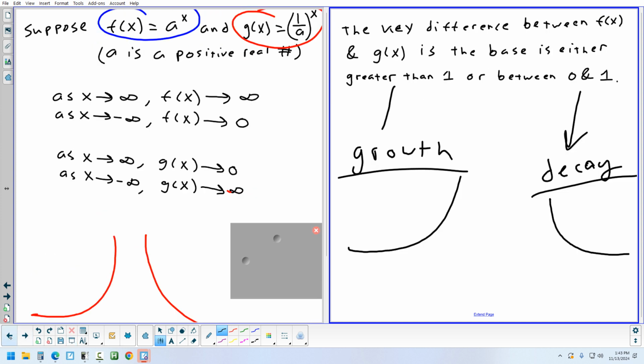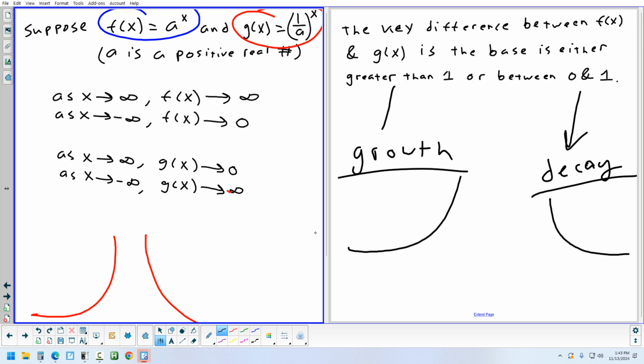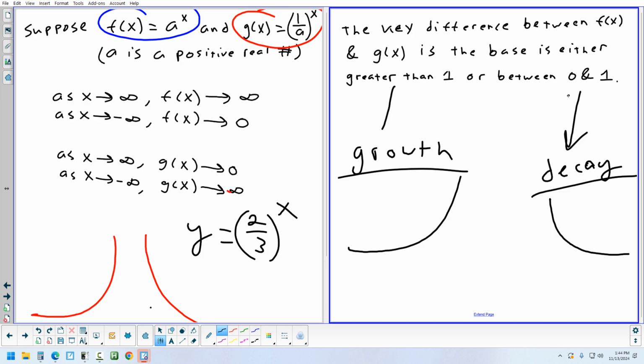Let me make up one more. Y equals 2/3 to the x. It's exponential. Would it be growth or decay? That would be decay, because 2/3 is between 0 and 1.